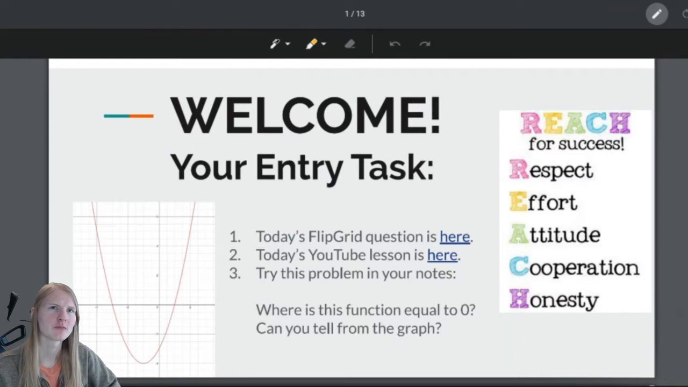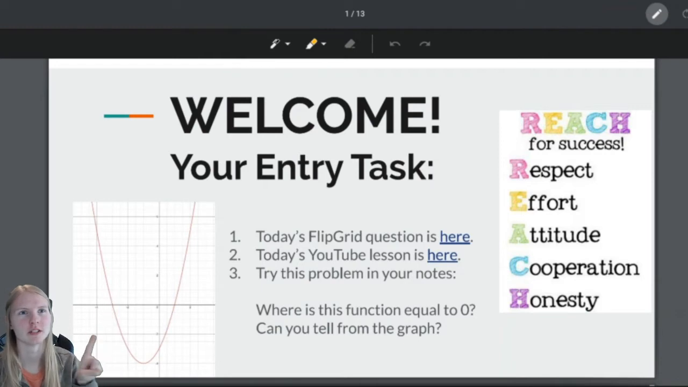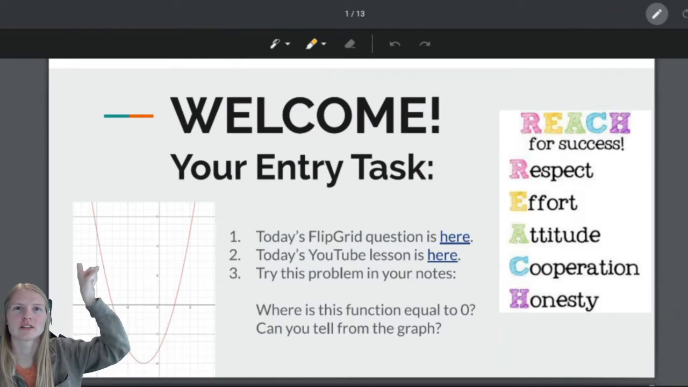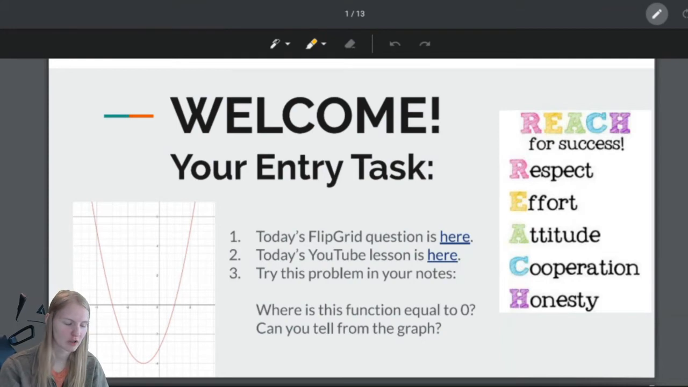Pause the video and ask yourself, where is this function, this graph right here, equal to 0? Can you tell from the graph? Can you tell where this thing is equal to 0 by just looking at the graph? Yes. The answer is yes. You can. So where?